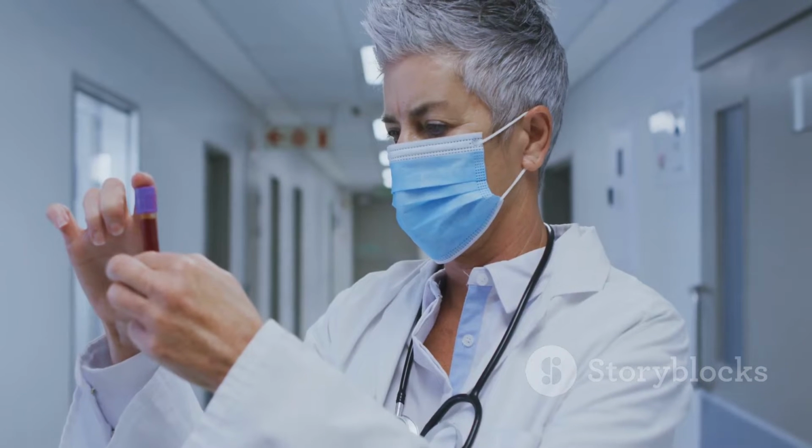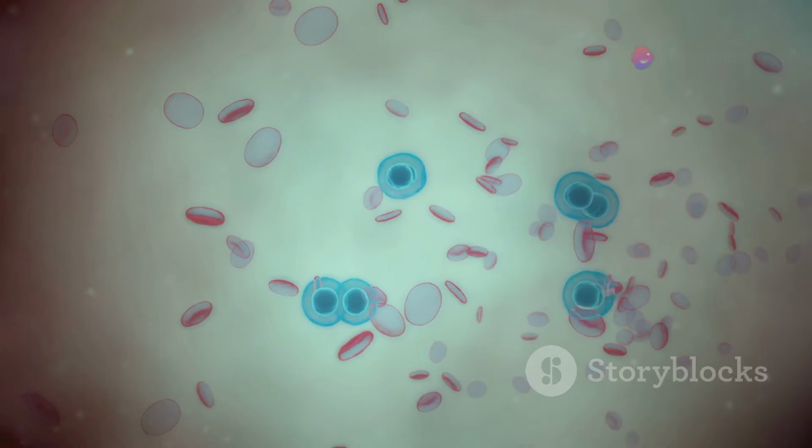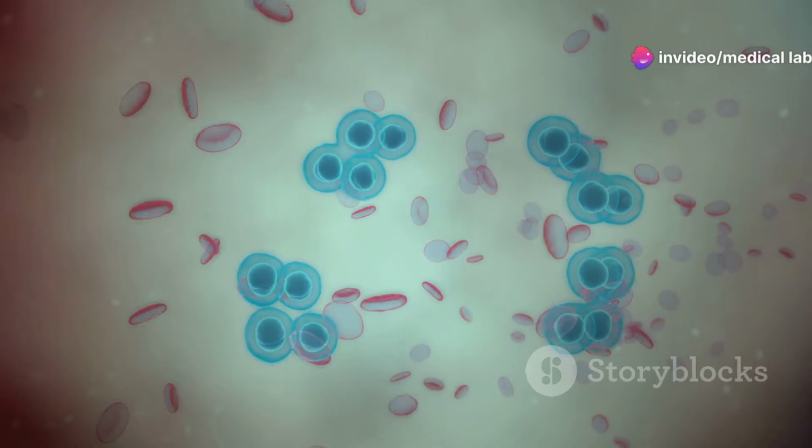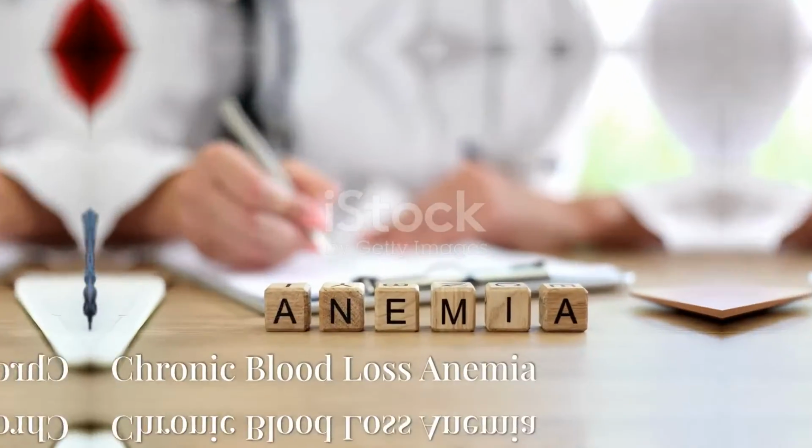Initially, there's a normal reticulocyte count, hemoglobin, and hematocrit, but in a few hours you will see an increase in platelet count and leukocytosis with a left shift, a drop in hemoglobin, hematocrit, and red blood cells. Reticulocytosis typically occurs in 3 to 5 days.